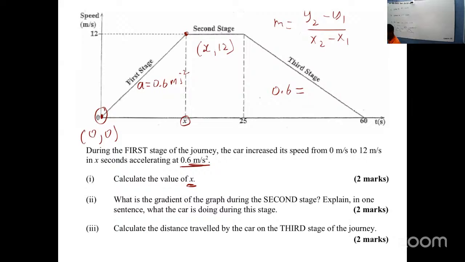So the 2 points that we're using are down at the bottom there, 0, 0, and on top is x, 12. Plug in those 2 points into the gradient and solve for x. Are you okay with that? The question gave you the acceleration earlier, so they gave you what the gradient is. Plug it in, and I want to see you solve for x.